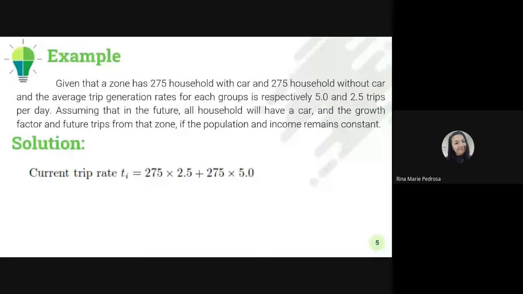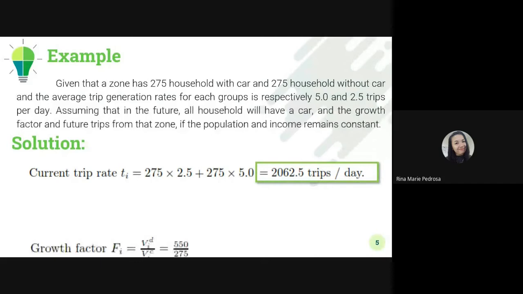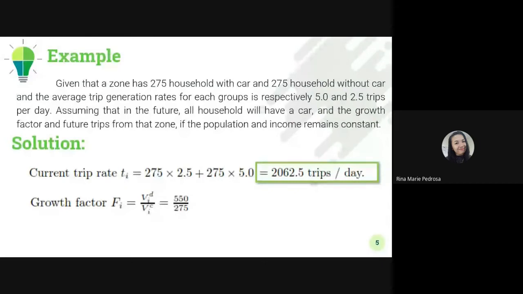So we have first the current trip rate T sub i. So that is actually equal to the number of households times 5 trips per day. So we actually have 2,062.5 trips per day. Next, let's solve for the growth factor F sub i, which is equal to V sub i raised to d over V sub i raised to c, equivalent to 550 all over 275. So again, d denotes the design year and c the current year.